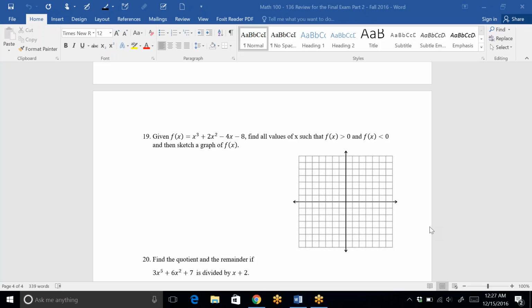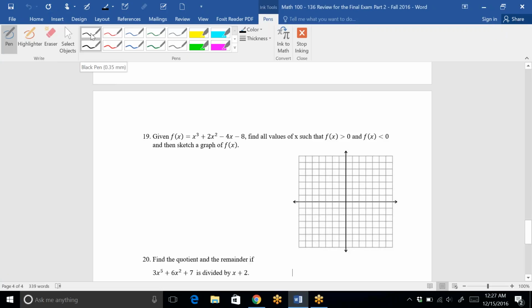Okay, I had a request for number 19 and 22 to work out. For number 19, you're supposed to be graphing a polynomial. Polynomials are supposed to be smooth, continuous curves. So we're really looking for when is this thing up and down, or above or below the x-axis, essentially.